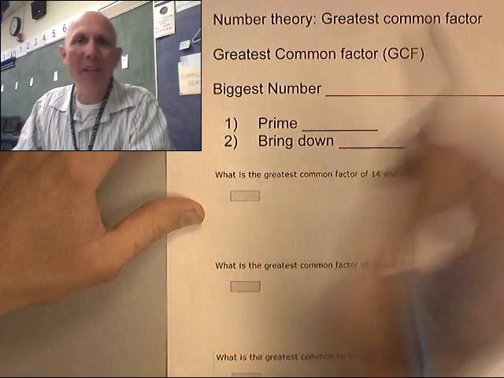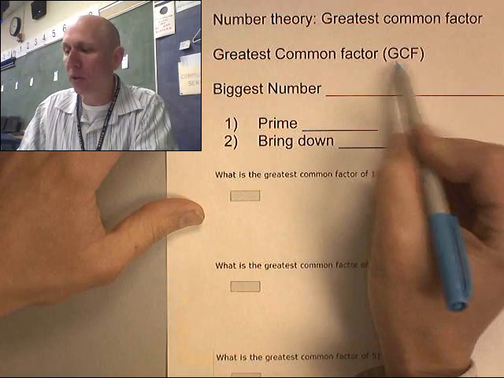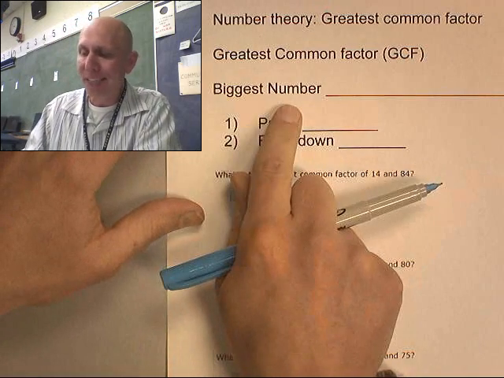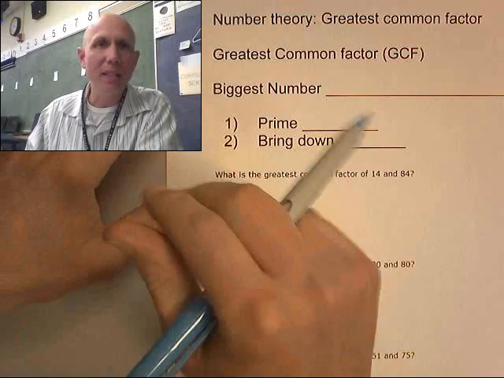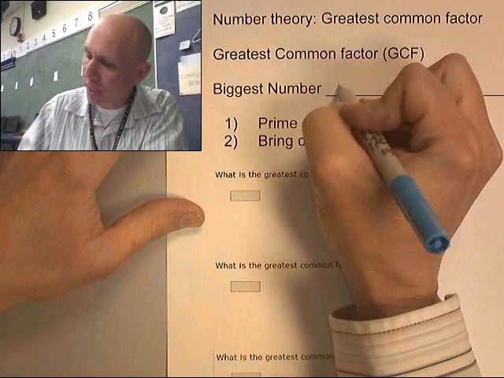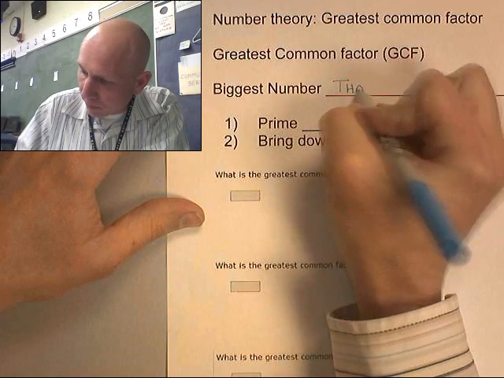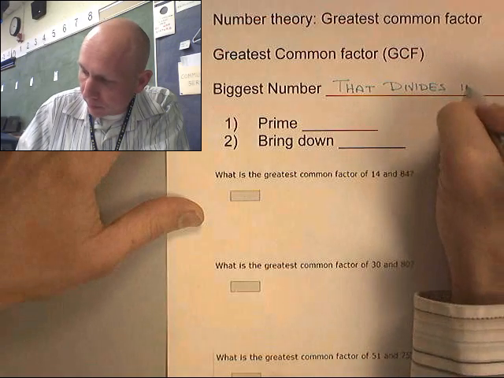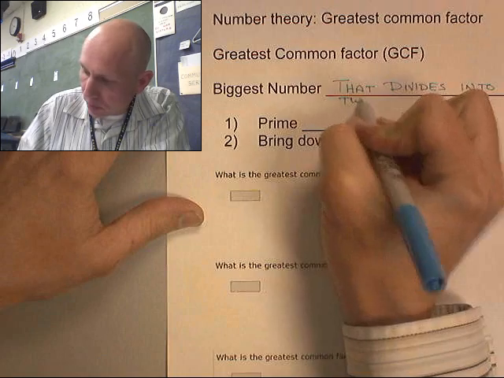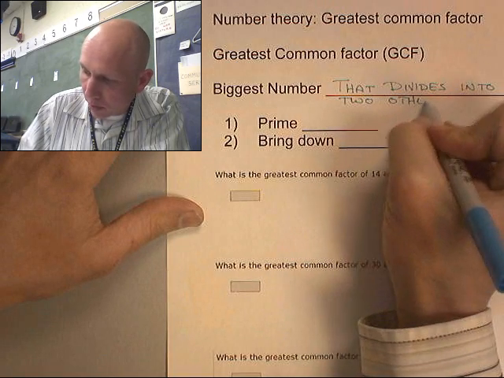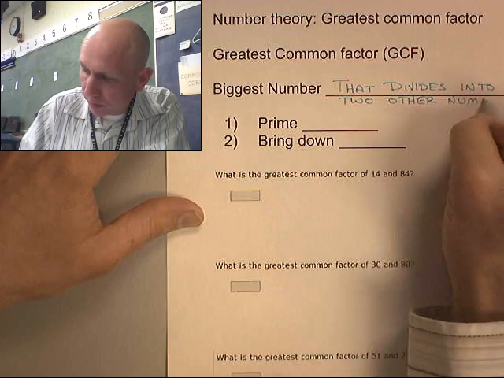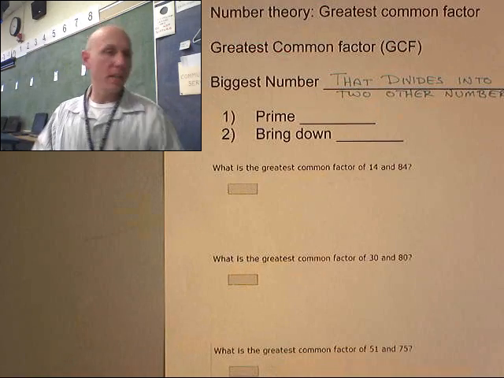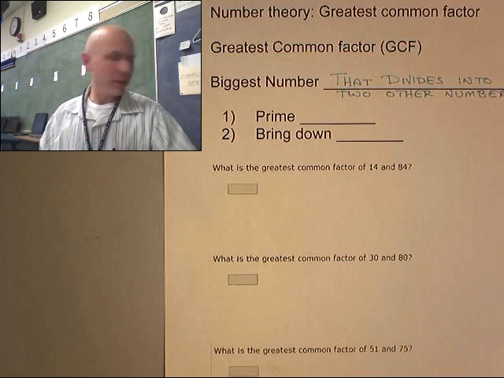So we're going to look at greatest common factor. Greatest common factor is also called GCF. And this is what it is. It's the biggest number that can fit into two other numbers. So biggest number that divides into two other numbers, and the math on it's pretty nice.